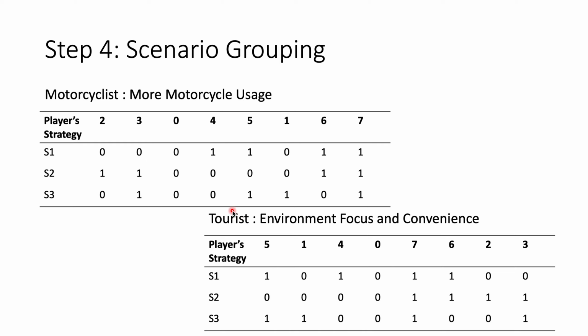Same goes for tourists. The most preferable ones in S3 are scenarios 5 and 1 because the tourist can use their bike. The next ones are 4 and 0 because we don't do anything. But on scenario 4, the government actually implements their policy. But in scenario 7, when we can actually use our bike, the motorcyclist can use their motorcycle. It's more preferable if we see it from scenario 4.